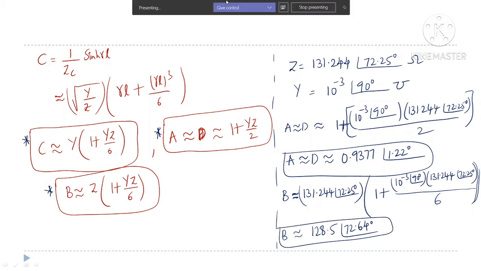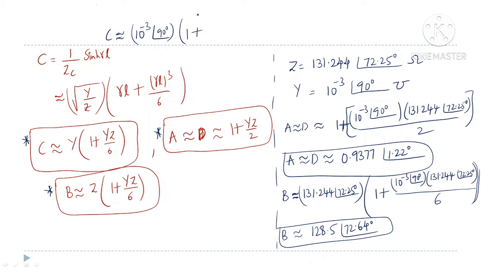Now what is the C value? How can you find the C value? C approximately, first you need to substitute y, 10 power minus 3 at an angle 90 degrees, multiplied with 1 plus yz by 6. Is it right? So y is 10 power minus 3 at an angle 90 degrees. Z is 131.244 at an angle 72.25 degrees, total divided by 6.